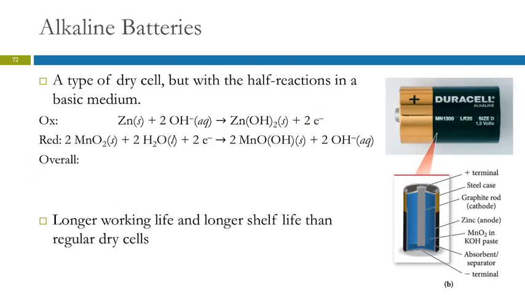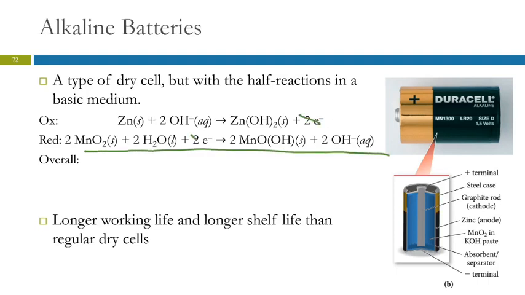Alkaline batteries are more familiar to us. They are a type of dry cell, but here the half reactions are occurring in basic medium, as the name suggests, alkaline. So these are basic batteries. It is really a similar reaction of zinc with MnO2, but because it's in basic conditions, it's a little bit different. So we can add these two together.